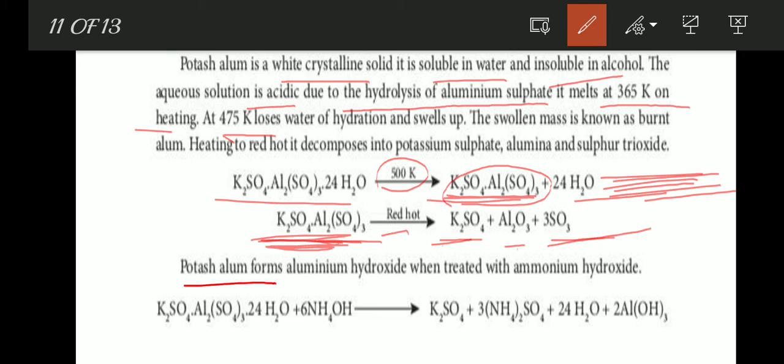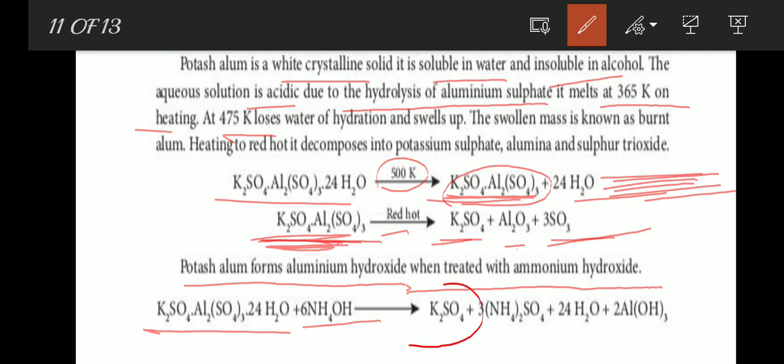Potassium alum forms aluminum hydroxide when treated with ammonium hydroxide. It forms potassium sulfate, ammonium sulfate, water and aluminum hydroxide.